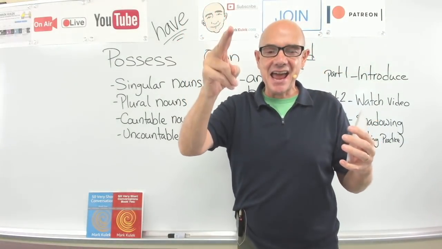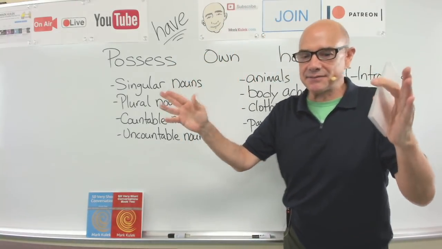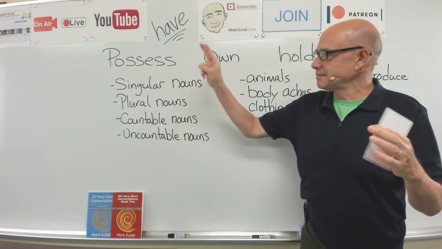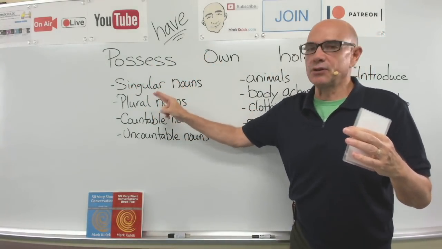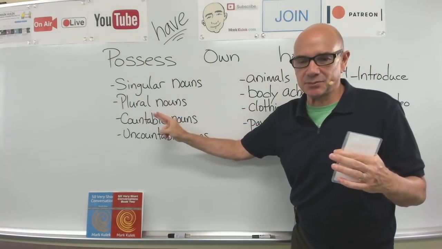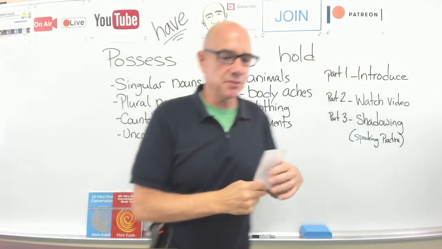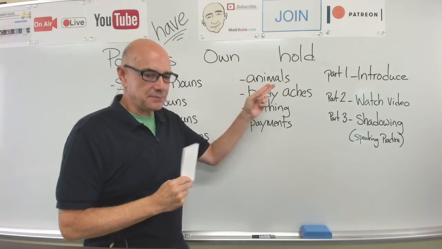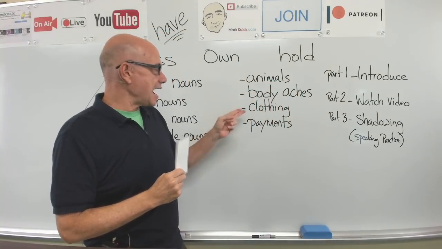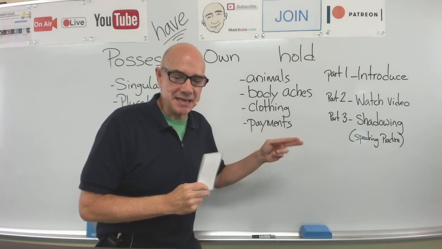All right. And for today's video, we will use have for singular nouns, plural nouns, countable nouns, uncountable nouns, animals, body aches, clothing, and payments.